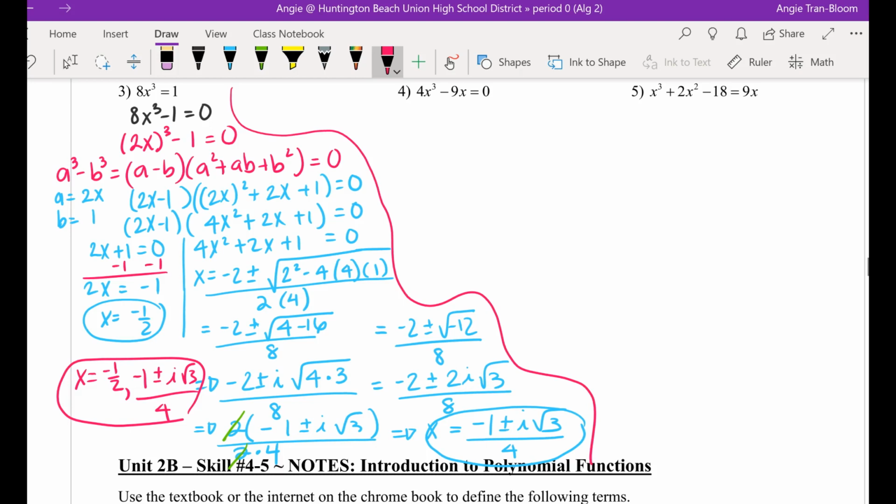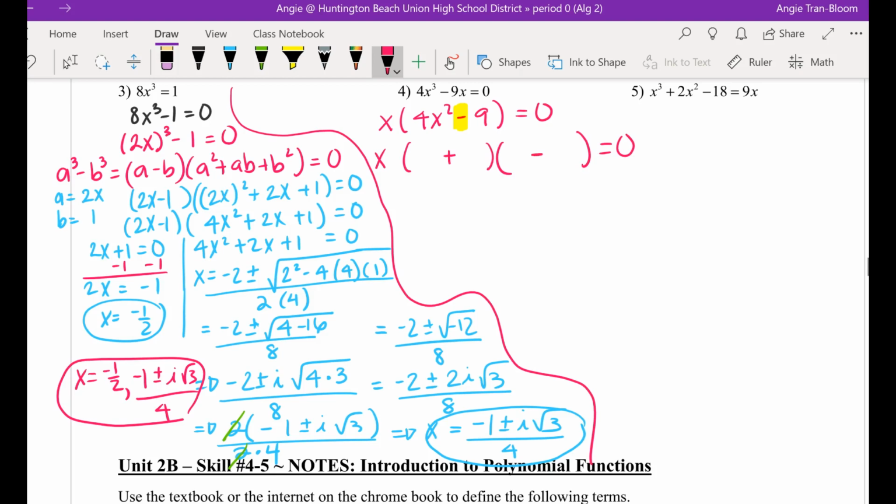Number 4, remember, we want to factor, so we always want to look for a GCF. We do have a GCF of an x, so we will take out an x. We're left with 4x squared minus 9 equals 0. You think that this is the end of factoring, but no, this is a minus, and both 4x squared and 9 are perfect squares. So we need to go further by factoring the difference of 2 squares.